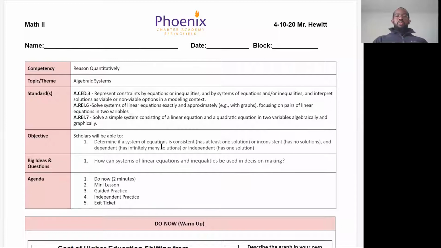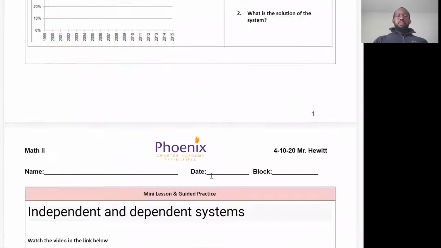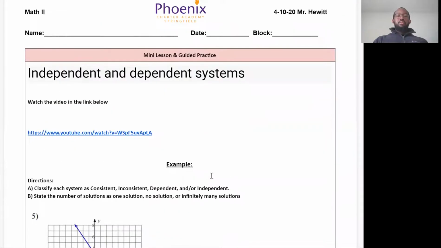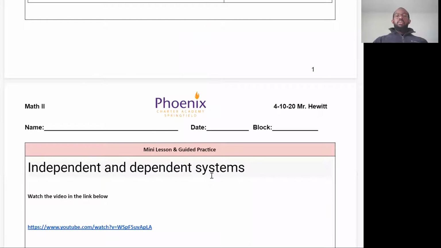All right, guys. So today we are going to be looking at whether a system of equations is consistent or inconsistent, and dependent or independent. Okay, so before we go any further, I want you guys to pause this video that we are on right now and watch the video in the link below, and then resume watching this video. All right, so take a minute and watch that video and then resume this video.